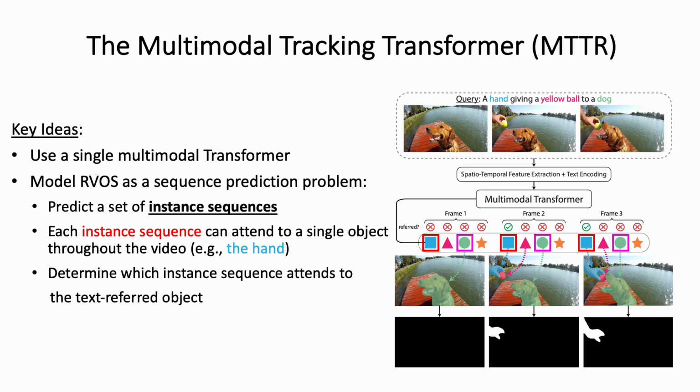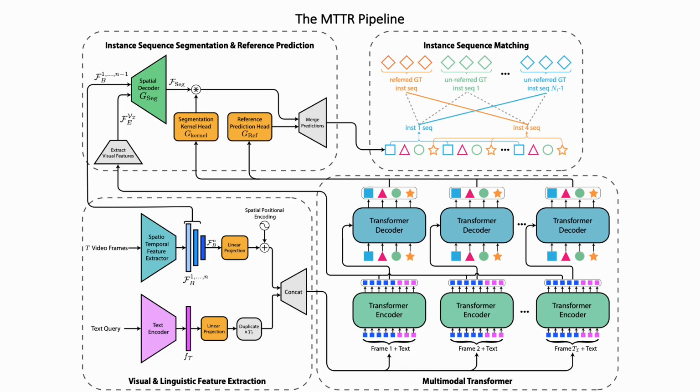Finally, the model determines which instance sequence attends to the text-referred object and returns a sequence of segmentation masks that corresponds to it. MTTR's pipeline consists of four main steps. In the first step, we extract visual and linguistic features from the video and text.